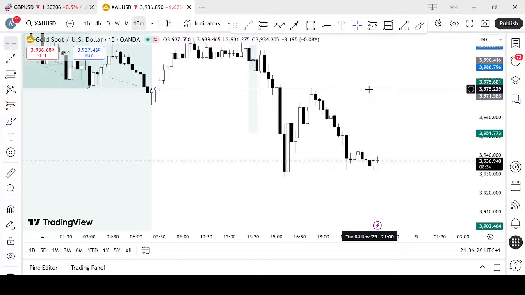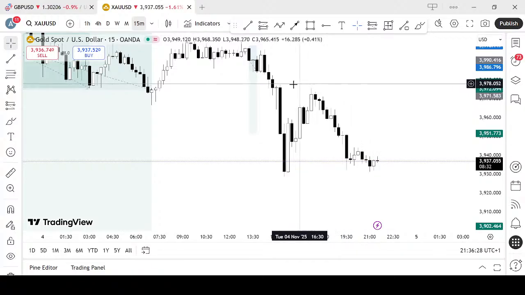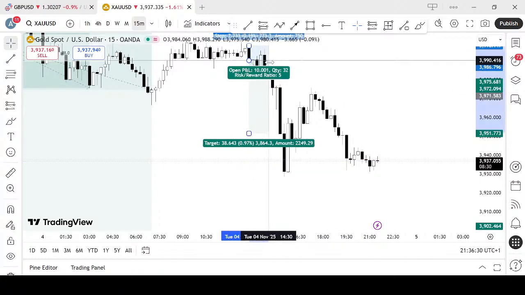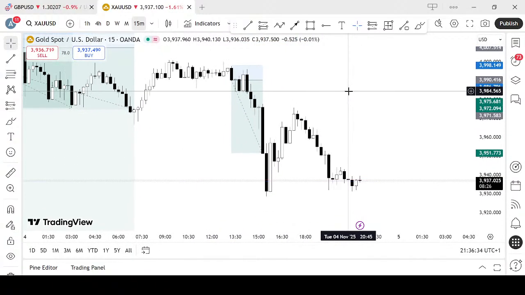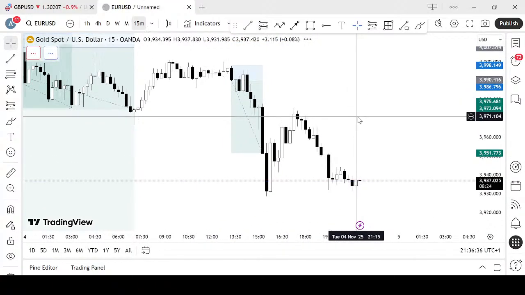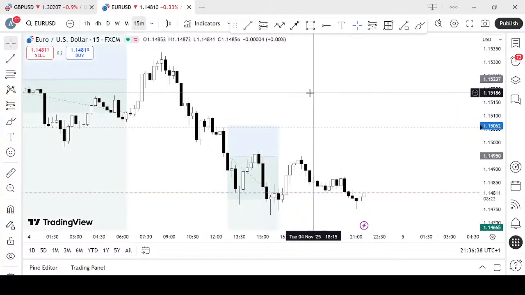I'm just pointing out the entries on the 15-minute, and recently I've been exploring the 15-minute, and it's a very good one. So the next pair is Euro USD on the 1 hour time frame.